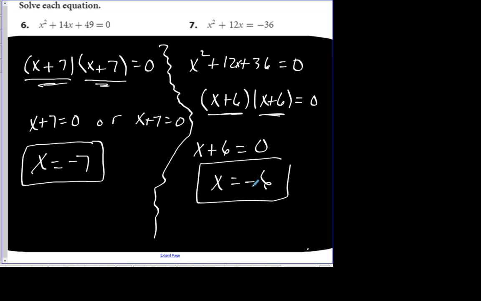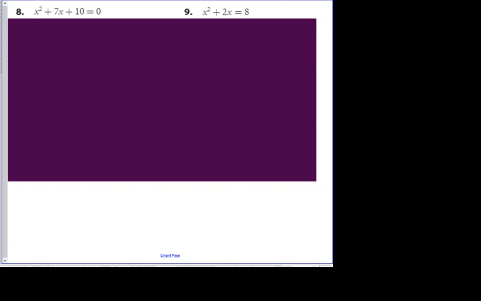And if you were to check it, take your negative 6, go back to the top. Well, if x is negative 6, what's negative 6 times negative 6? 36. Put it down here. And then what's 12 times negative 6? Negative 72. And then 36 plus negative 72 gives you the negative 36 that you're supposed to get. All right, look at 8. Saying, all right, it's equal to 0, so that's good.